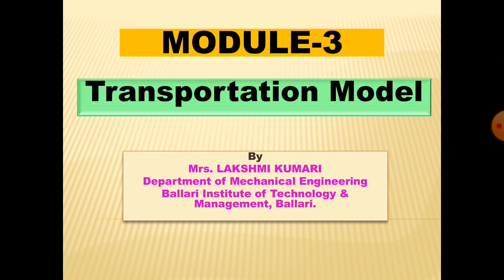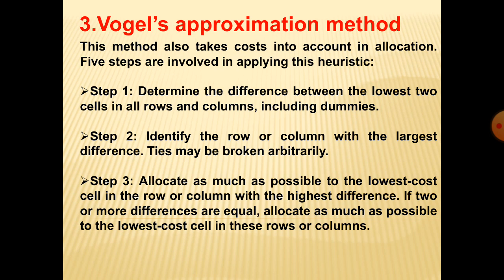Third point, omit the satisfied row or column from future consideration. Fourth point, repeat steps 1 and 3 till all requirements are exhausted. Okay, this is the procedure. See, once again I'll repeat.